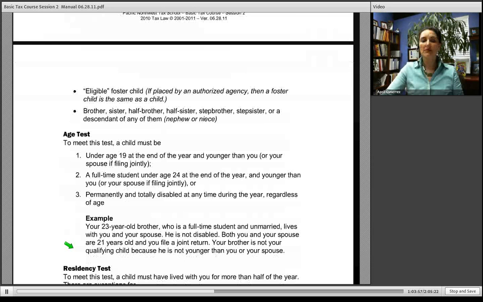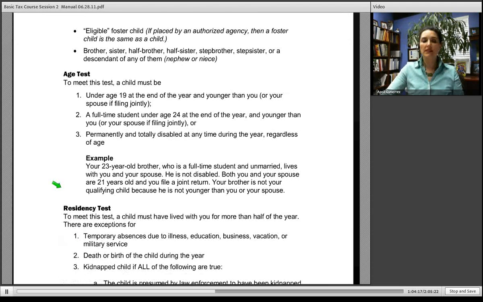Here is an example. Your 23-year-old brother who is a full-time student and unmarried lives with you and your spouse. He is not disabled. Both you and your spouse are 21 years old and you file a joint return. Your brother is not your qualifying child because he is not younger than you or your spouse.